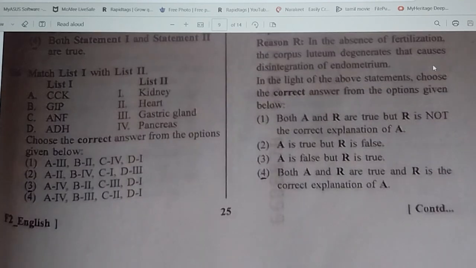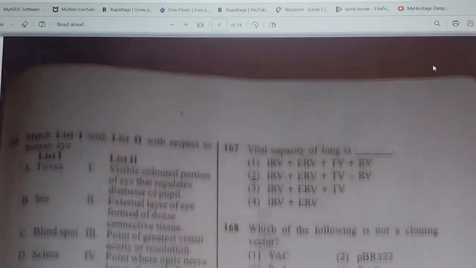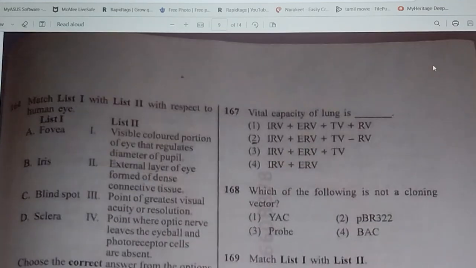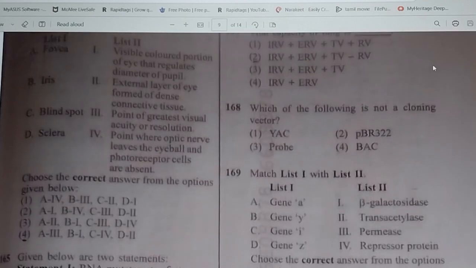166. Match list 1 and list 2. Cholecystokinin, pancreatic juice. Gastric inhibitory peptide, gastric gland, ANF, heart, ADH, kidney. So option D is the correct answer for 166. 167. Vital capacity formula, IRV plus ERV plus TV is the correct answer. So the answer is C.